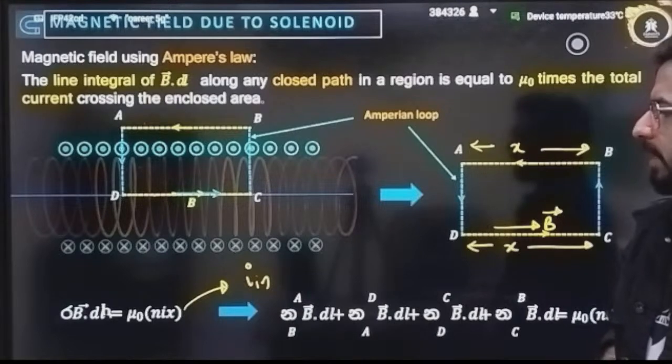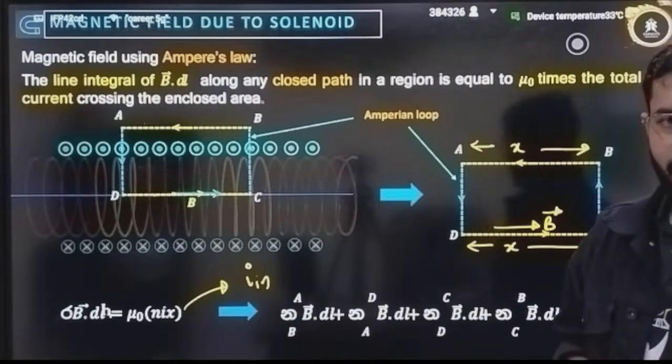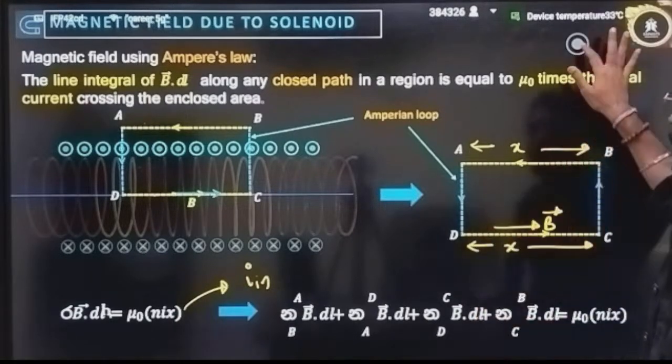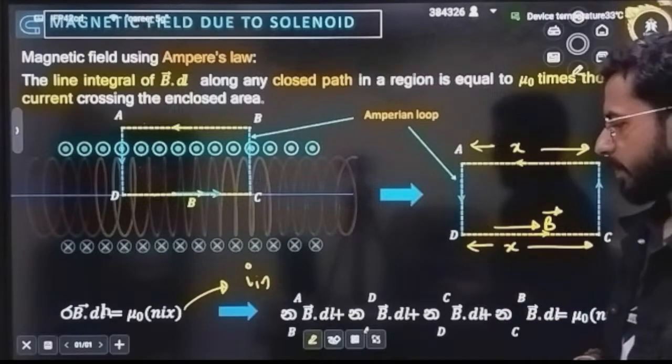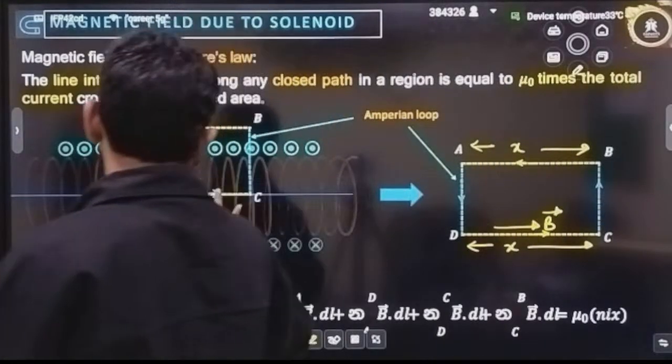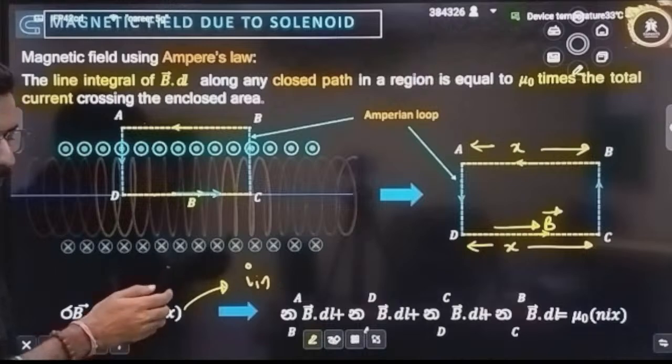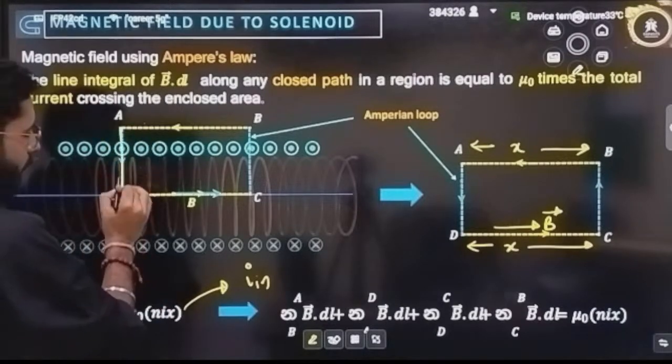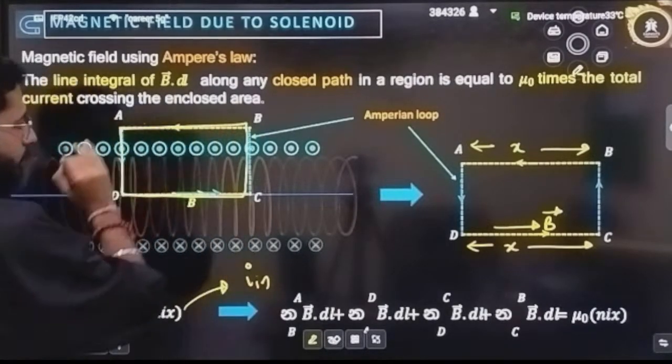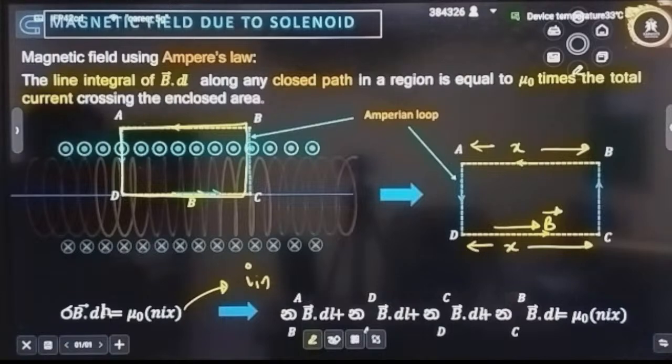So now, the magnetic field due to a solenoid using Ampere's law. Ampere's law is very easy, I will tell you how. See what you will be doing. Here is the diagram of a solenoid, and take an Amperian loop. I have taken an Amperian loop.